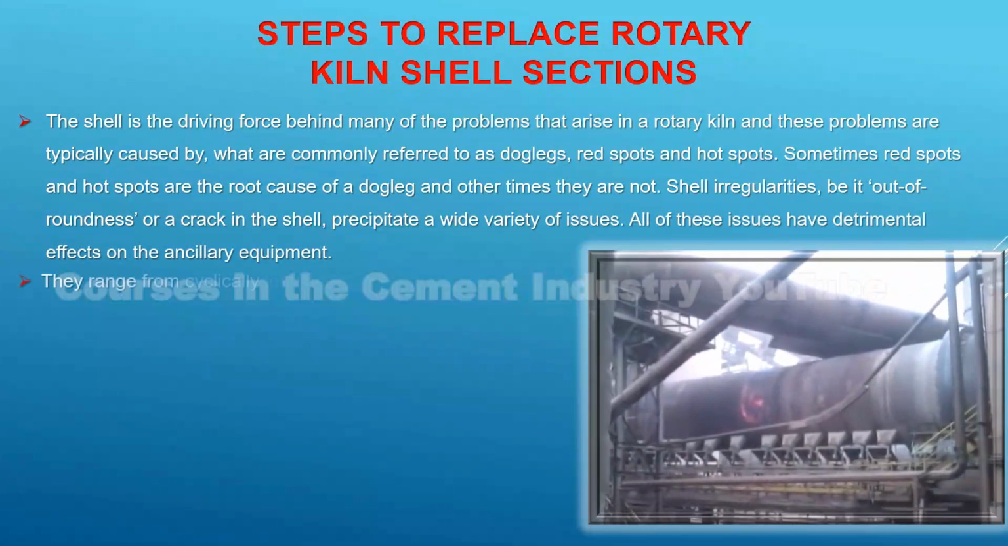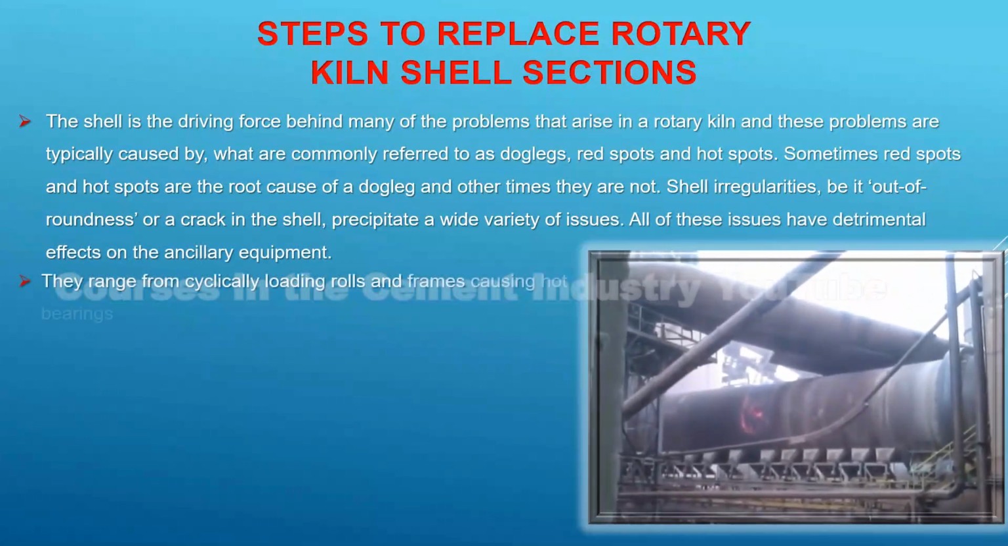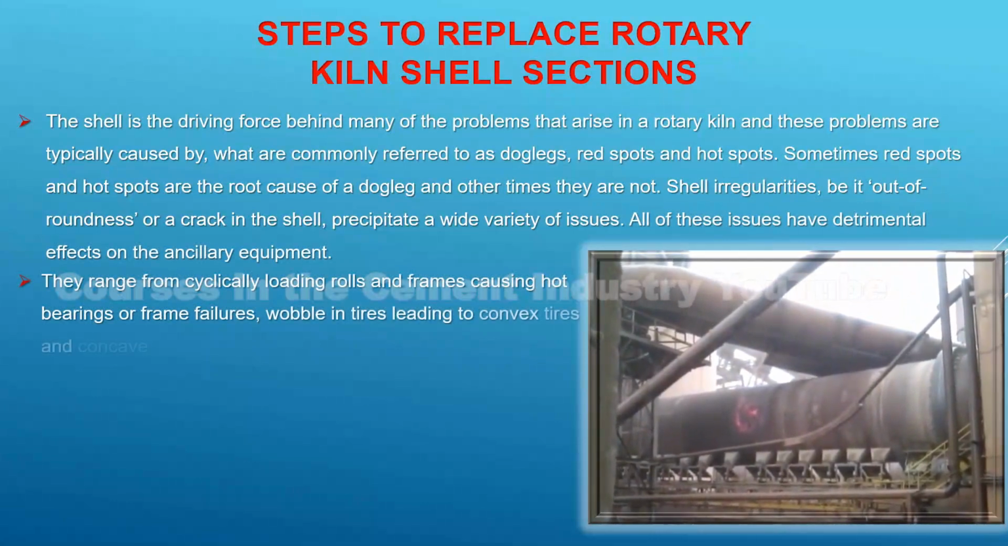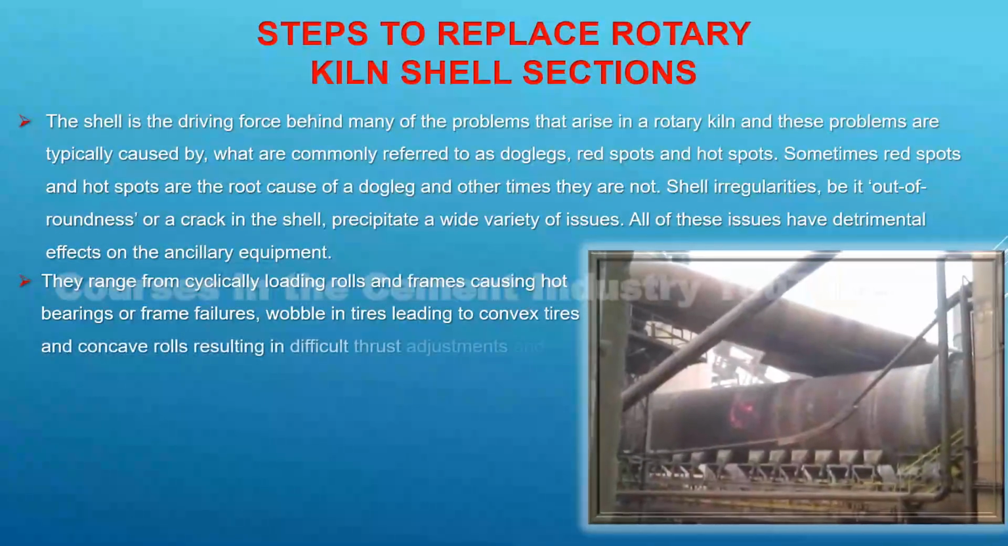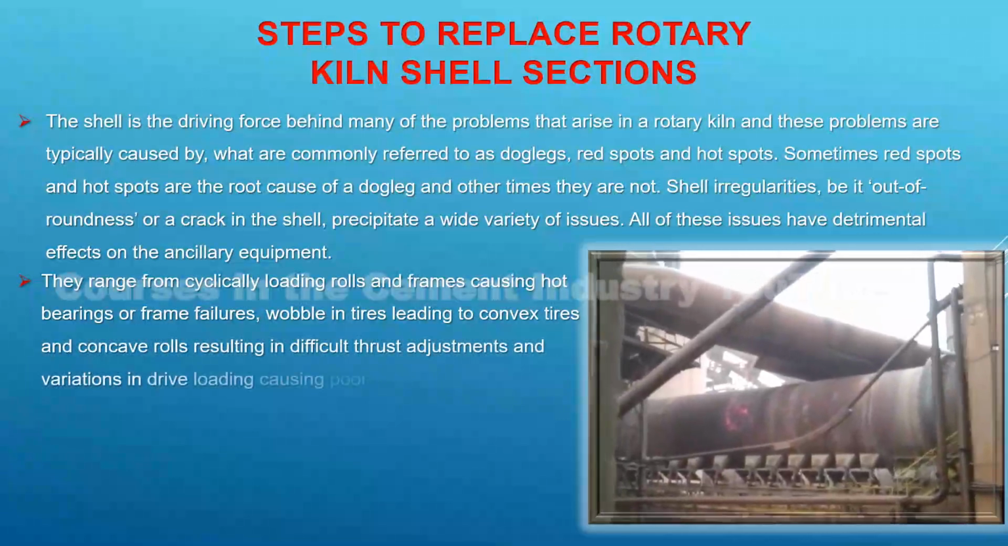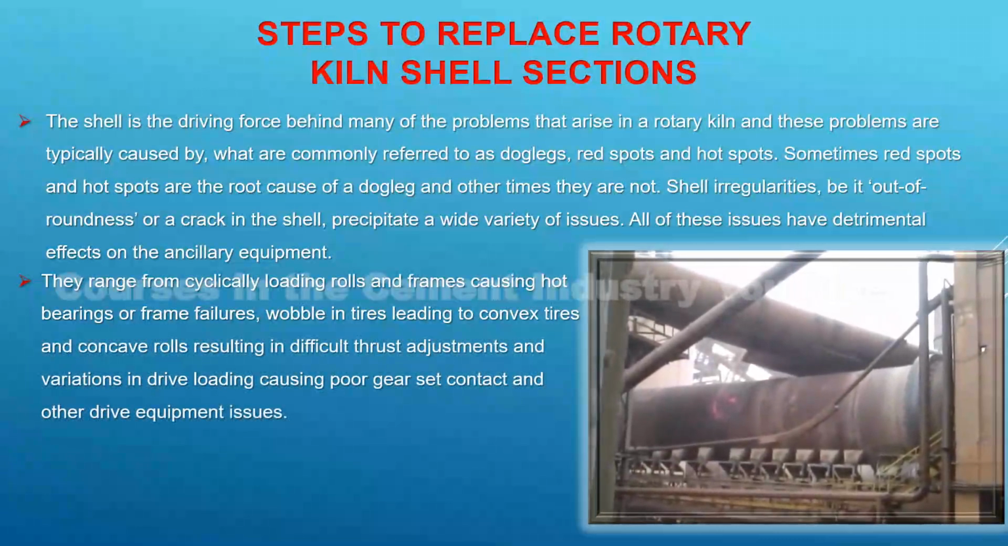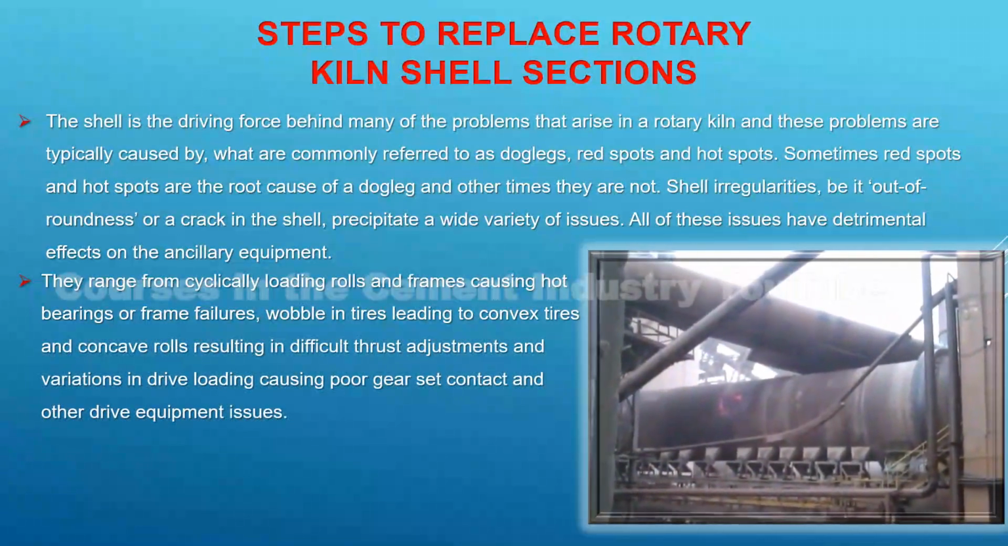They range from cyclically loading rolls and frames causing hot bearings or frame failures, wobble in tires leading to convex tires, and concave rolls resulting in difficult thrust adjustments, and variations in drive loading causing poor gear set contact, and other drive equipment issues.